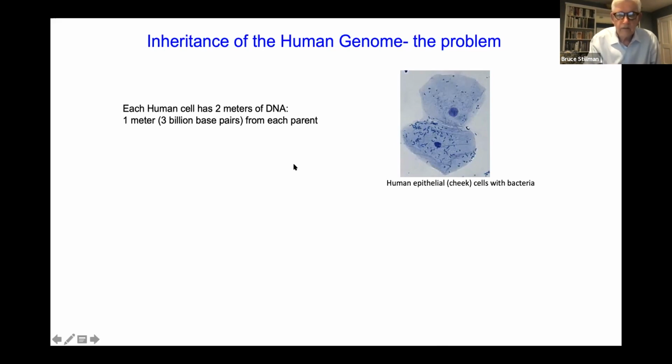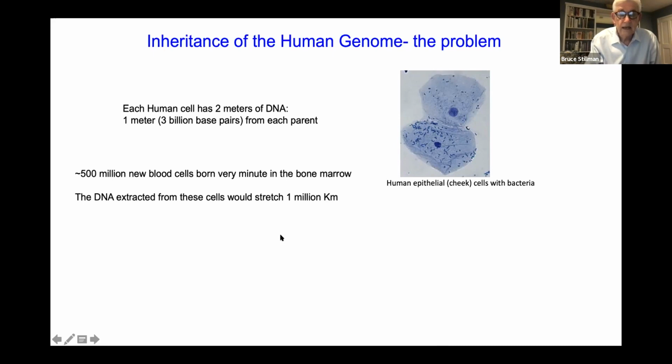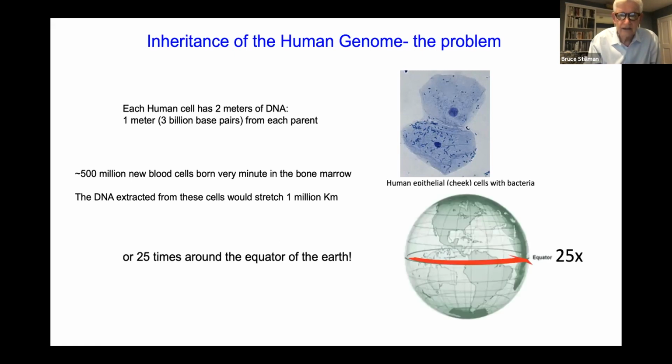But if one looks at the proliferating cells in our body, if you just take the cells in the bone marrow, there's about 500 million new blood cells born every minute of your lifetime. And if the DNA was extracted from these, it would stretch 1 million kilometers. And that's a long, long way. And to show you how long it is, it's 25 times around the equator of the Earth.